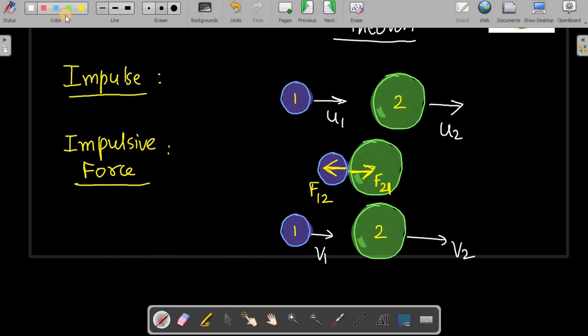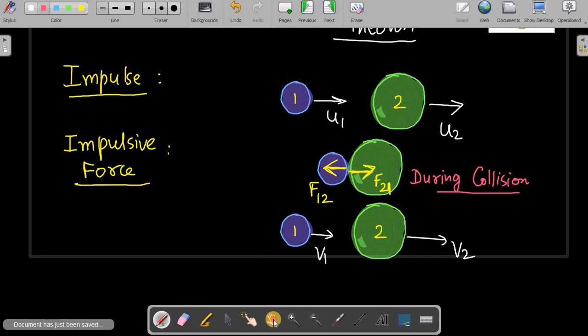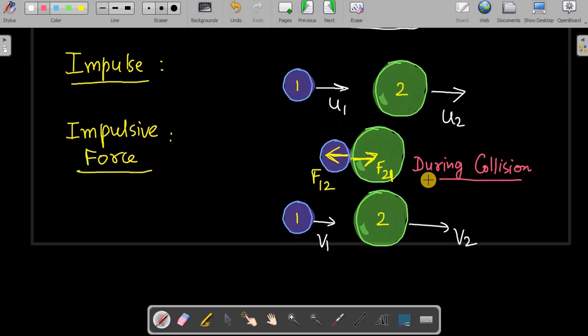What you need to know here is that we need to focus during collision. Before collision they are not in contact. After collision they are also not in contact. During collision they are in contact, so there is a force acting, and immediately they will separate. This force, F12 or F21, acting on each body, acts for a very small time.